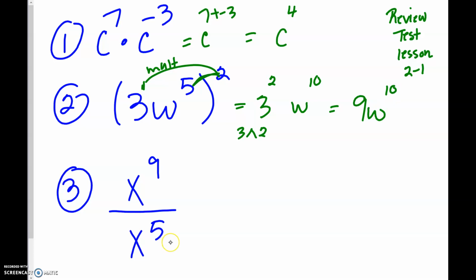All right, this one looks like one of the last ones that we did, and this one we are going to subtract exponents. We have a bigger 9 on top, so when we're done subtracting, we're going to have x to the 4th power.